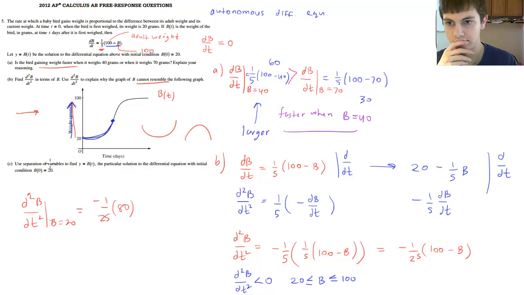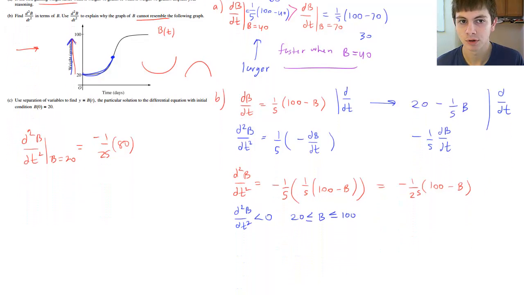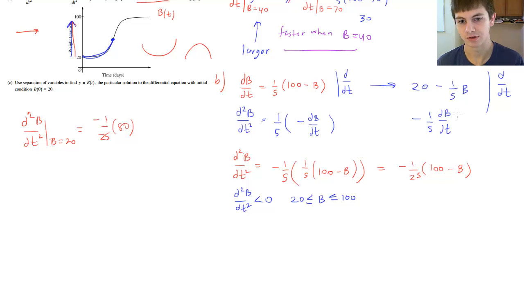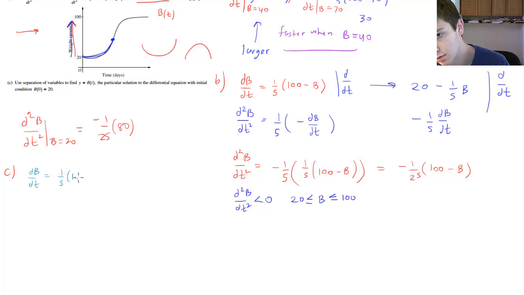And finally, part C. Use separation of variables to find y equals b of t, the particular solution to the differential equation. All right, so we're going to separate variables here and use that to find our solution. I'm going to start by rewriting this here. So this is part C, and I'll do it in a different color. dB dt equals 1/5 times (100 minus b).